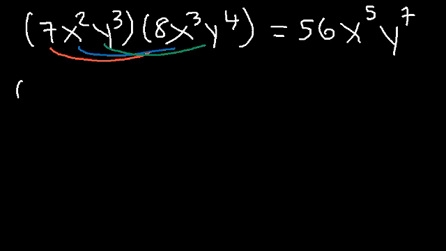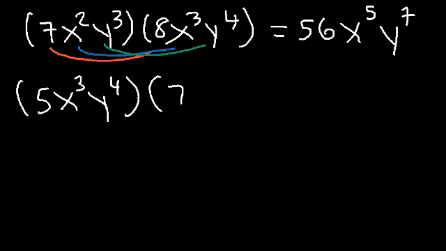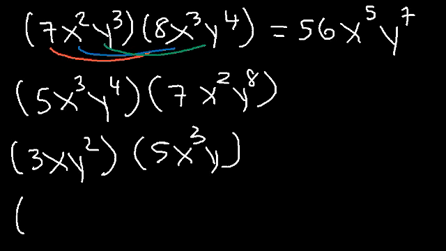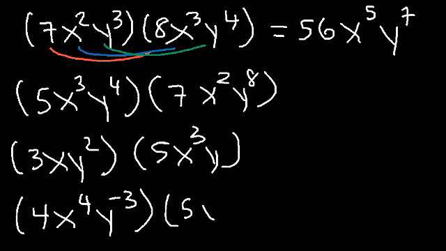So let's try some examples. Try this one. 5x cubed y to the 4th times 7x squared y to the 8th. And then 3x y squared times 5x cubed y. And also 4x to the 4th y to the negative 3 times 5x to the 3rd y to the negative 5th.